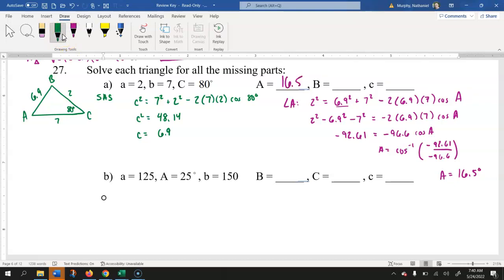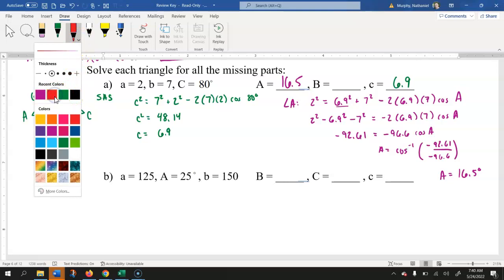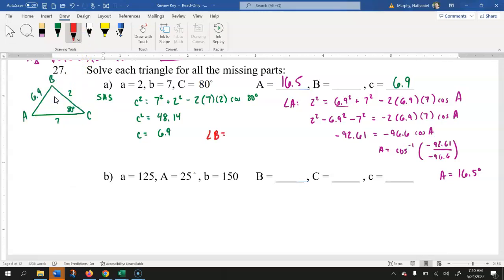All right, so we found angle A to be 16.5 degrees. We found side C to be 6.9. So now let's find angle B. To find angle B, remember we have 180 degrees in a triangle. We knew 80 degrees from the beginning, so now we're down to 100 degrees. And then we're going to subtract from that 16.5 degrees. For that, you get 83.5 degrees, your measure for angle B. All right, so that is 27A.